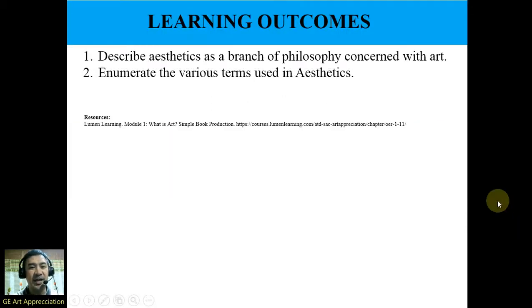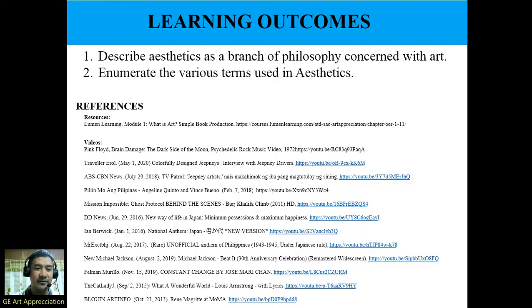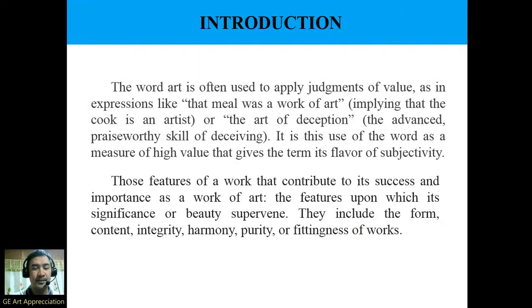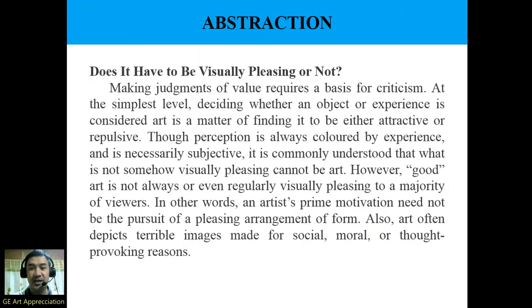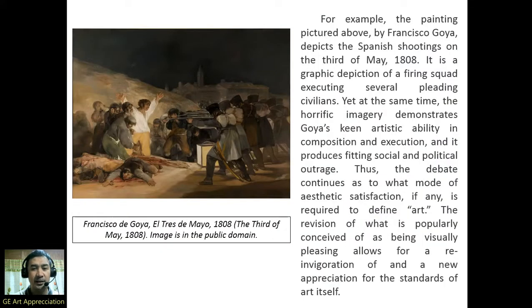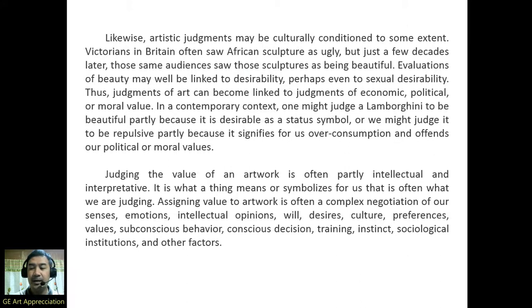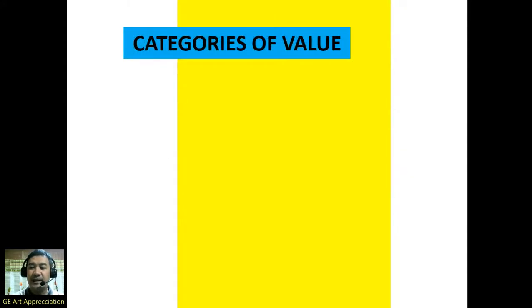For the learning outcomes, we have to describe aesthetics as a branch of philosophy concerned with art, and number 2, enumerate the various terms used in aesthetics. And of course, we have references for the resources as well as for the videos. Just read the introduction and the abstraction by yourself. It's also self-explanatory, but just to give you a glimpse of our discussions today, we will be dealing with how to judge the value of a certain artwork. So let's proceed to the categories of value.